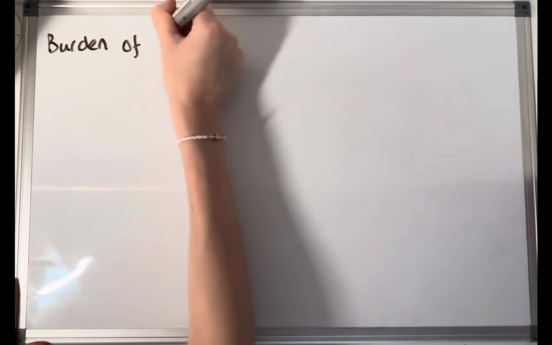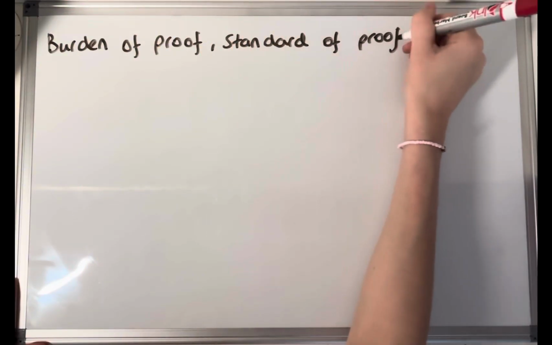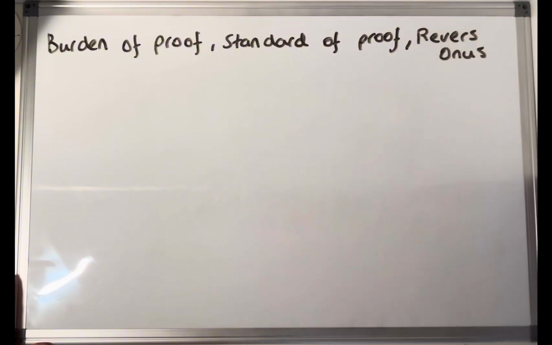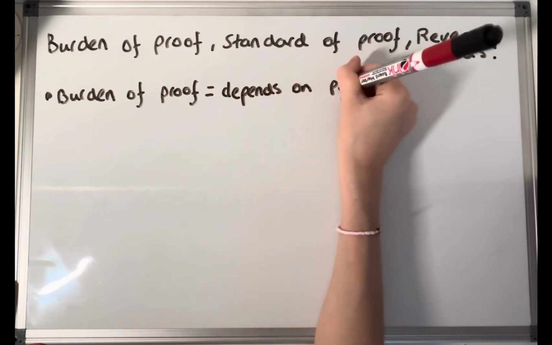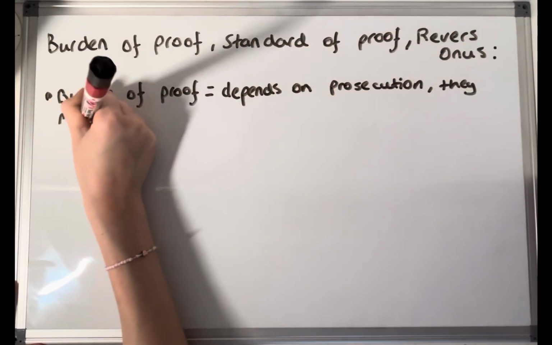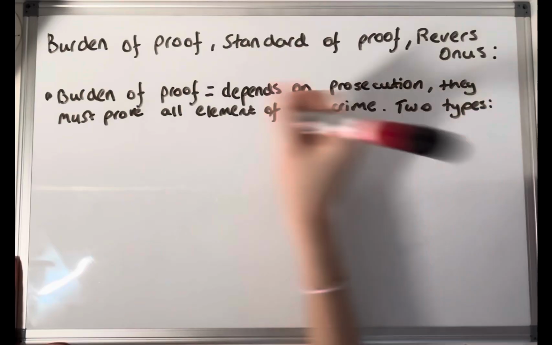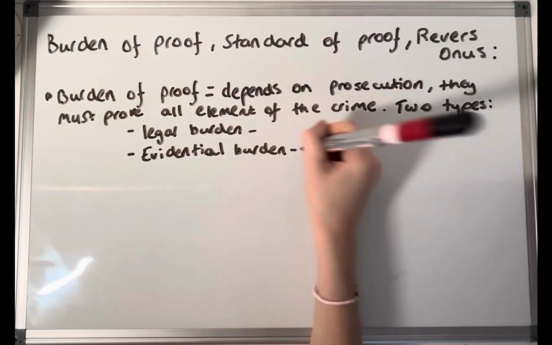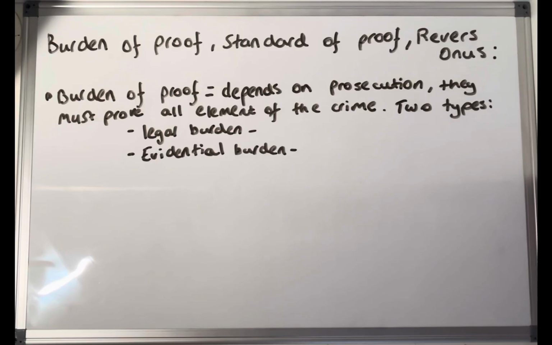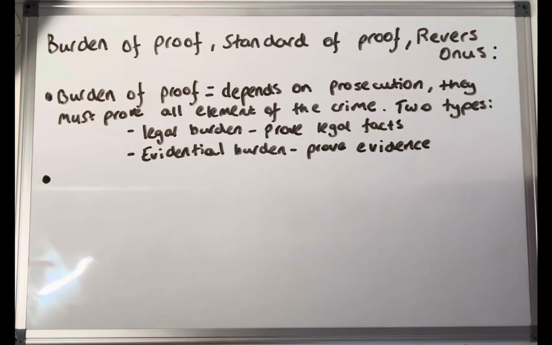Next, we have burden of proof, standard of proof, and reverse onus. So, the burden of proof depends on the prosecution, and basically, they must prove all the elements of the crime. There's two types, which is legal burden and evidential burden. Legal burden is, for example, to prove legal facts, and evidential to prove evidence.